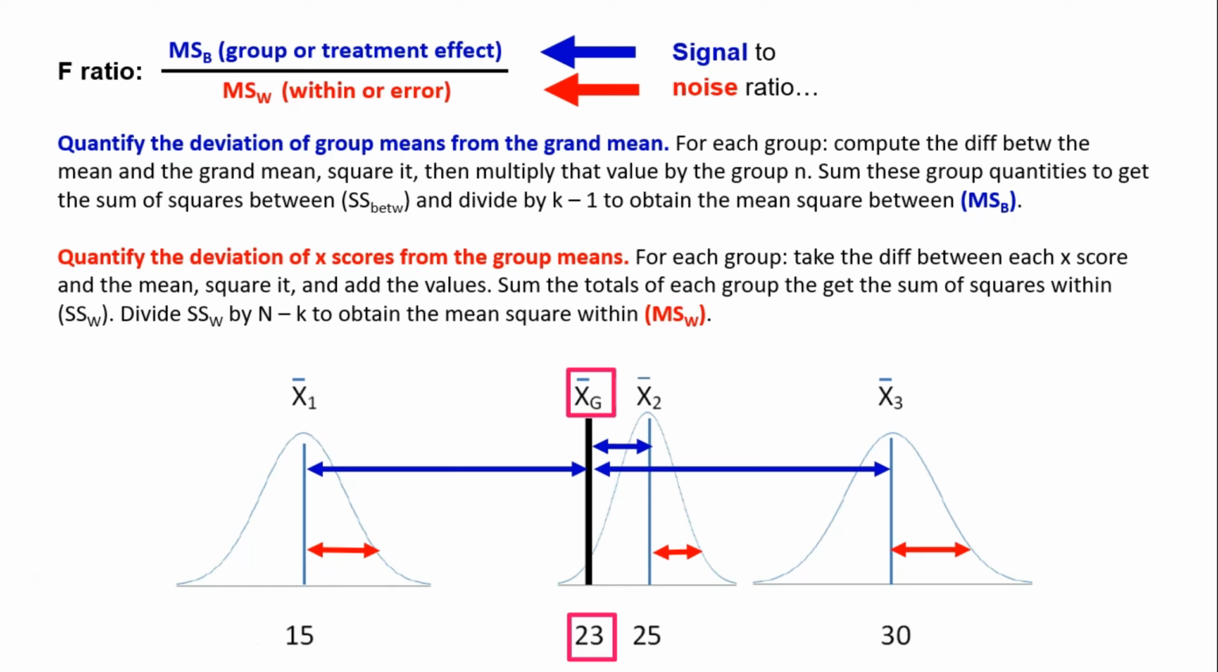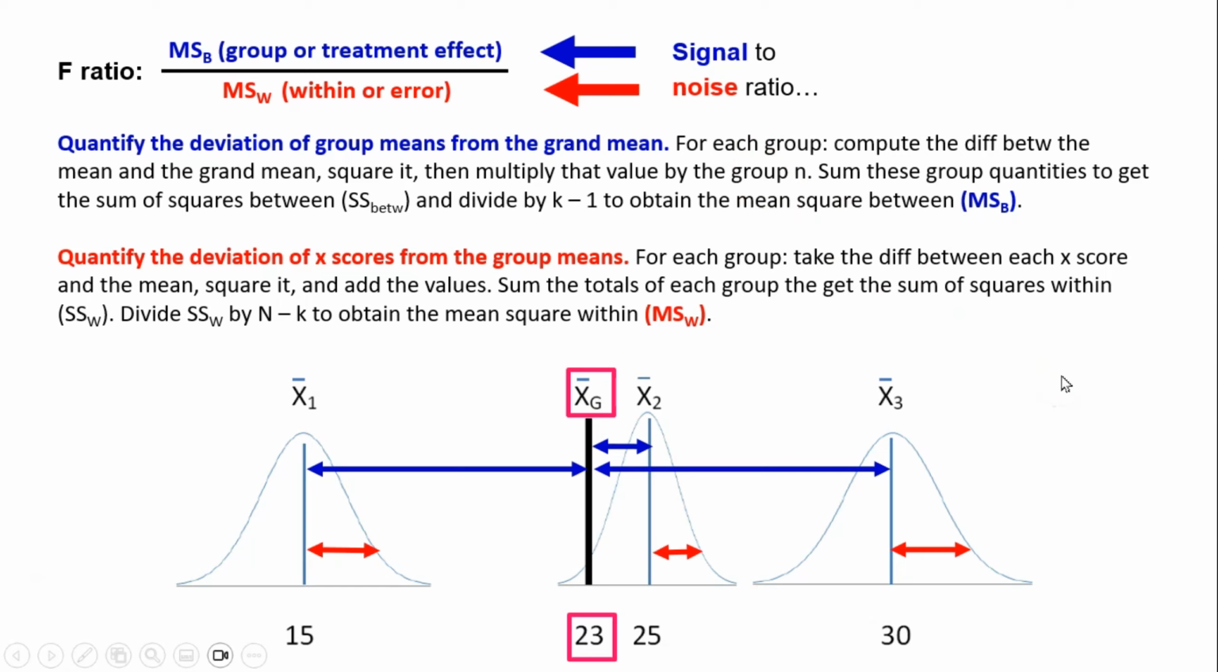And so if you divide those two quantities, if you take the MSB divided by the MSW, you get the actual statistic, which is called the F ratio. And so that value then quantifies the signal to noise ratio. So that gives you a little bit of a concept now of what this procedure is doing.